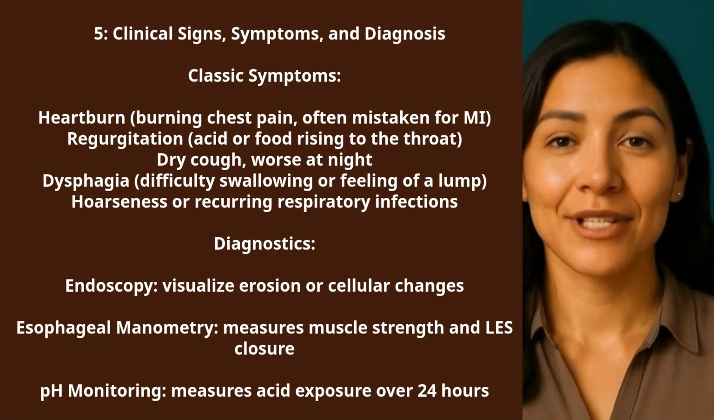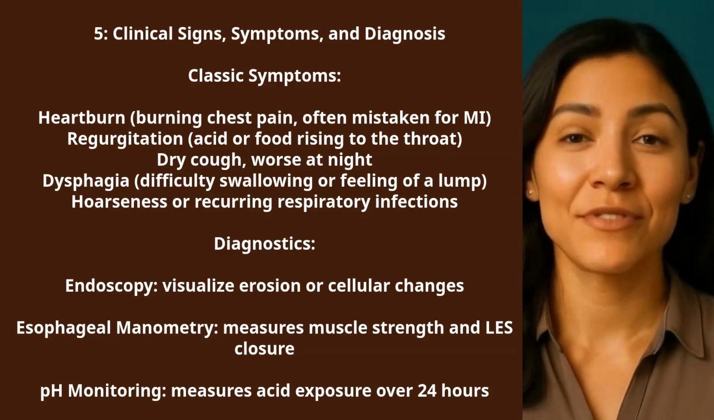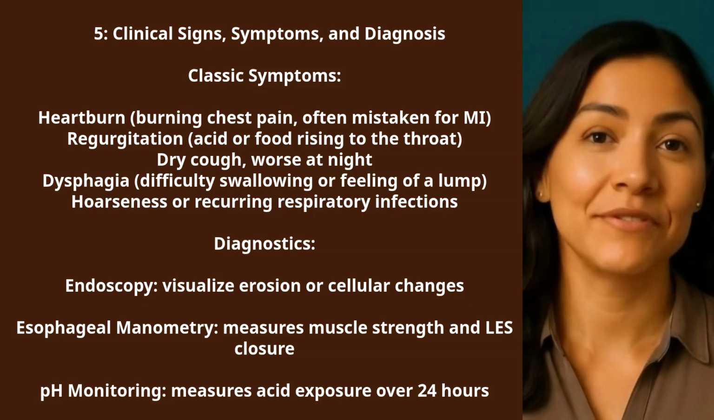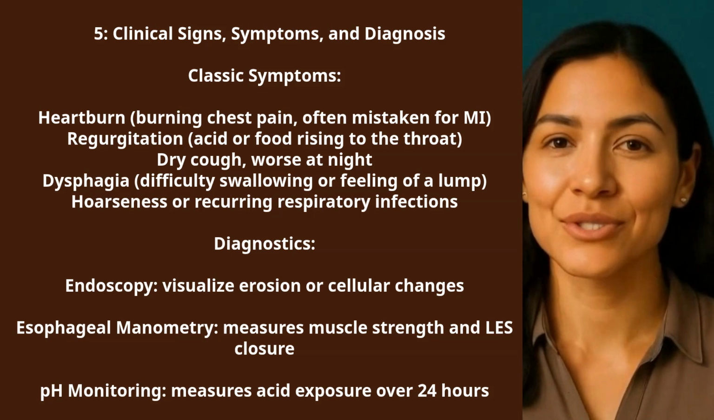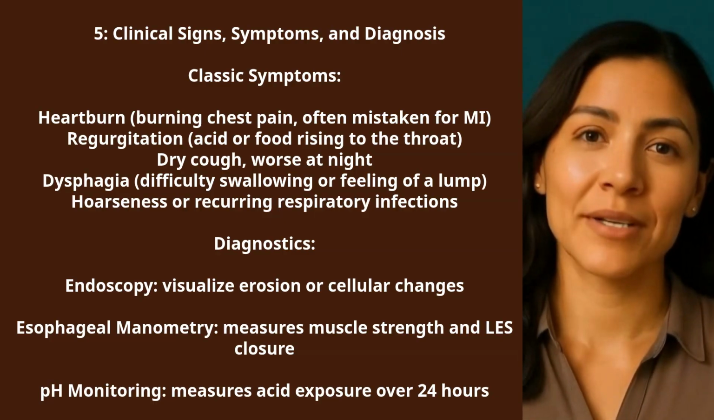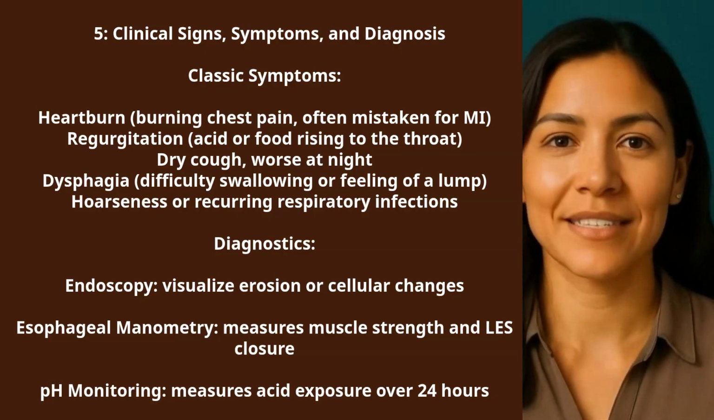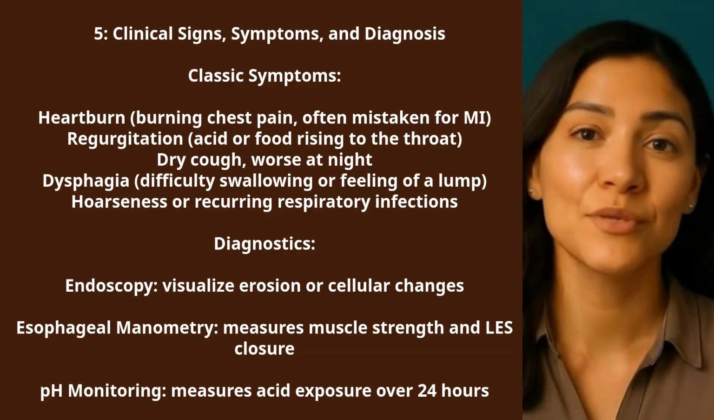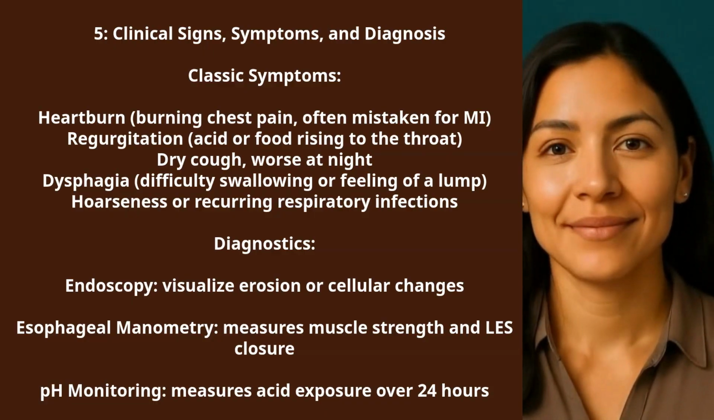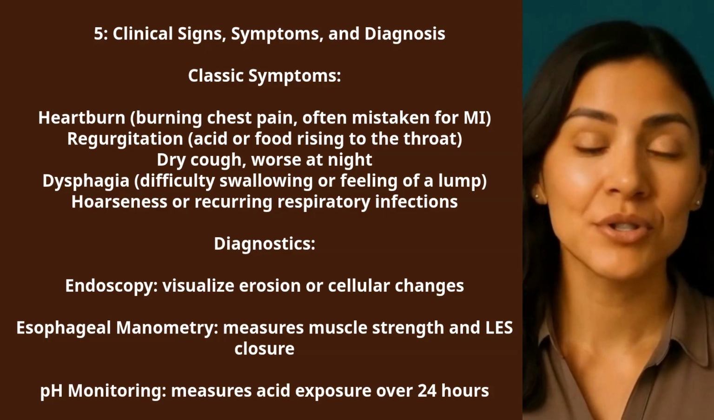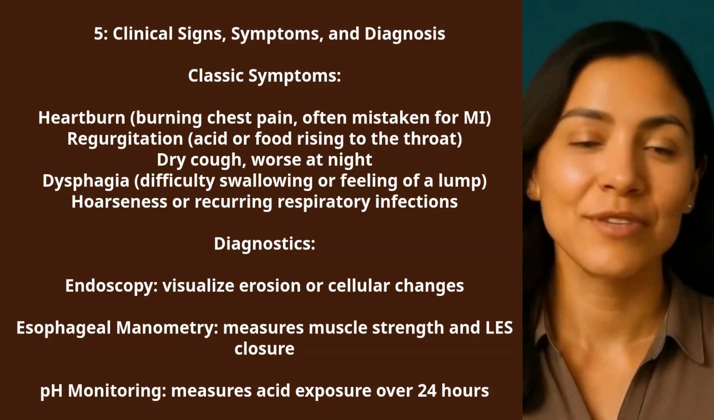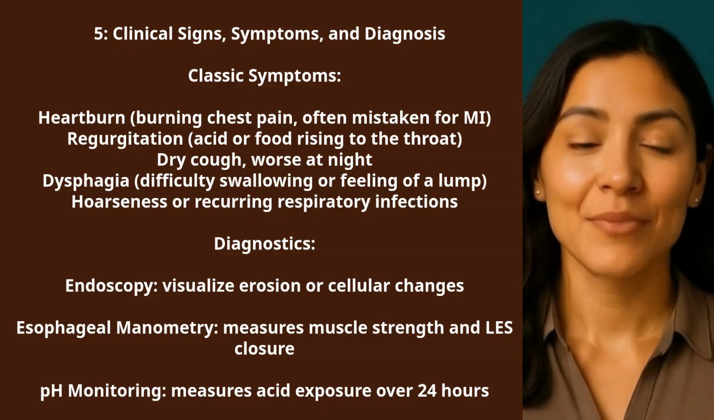Diagnostic tests. To confirm GERD and check for damage, physicians may order endoscopy. A scope is passed down the throat to visually inspect the esophagus for erosion, ulcers, narrowing, or cell changes. Esophageal manometry. This measures the function of the esophagus, specifically its ability to squeeze food down, peristalsis, and how well the LES is closing. pH monitoring. A small tube is placed to measure the amount of acid that comes in contact with the esophagus over a 24-hour period.